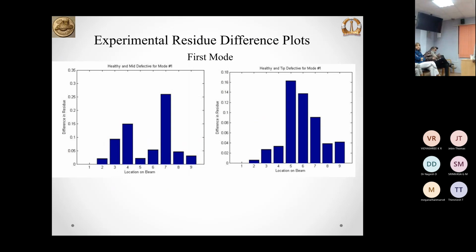I used a statistical model, that is, a difference of residues. I plotted the residue difference at different locations, at the same locations of the beams, for the healthy and the mid defective beam. So this is the mid defective beam, and I have to have a peak at the middle. Then it will say that this is the location of damage. But this is just the first mode. Similarly, comparing the healthy and the tip defective beam, I have to get the peak at the end, but I am not getting it.